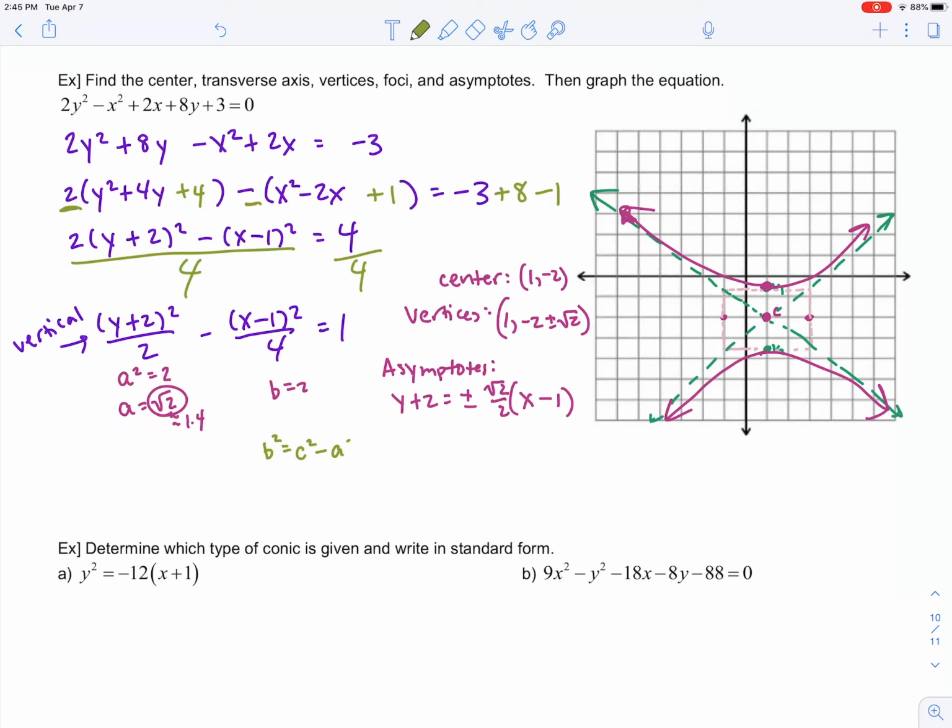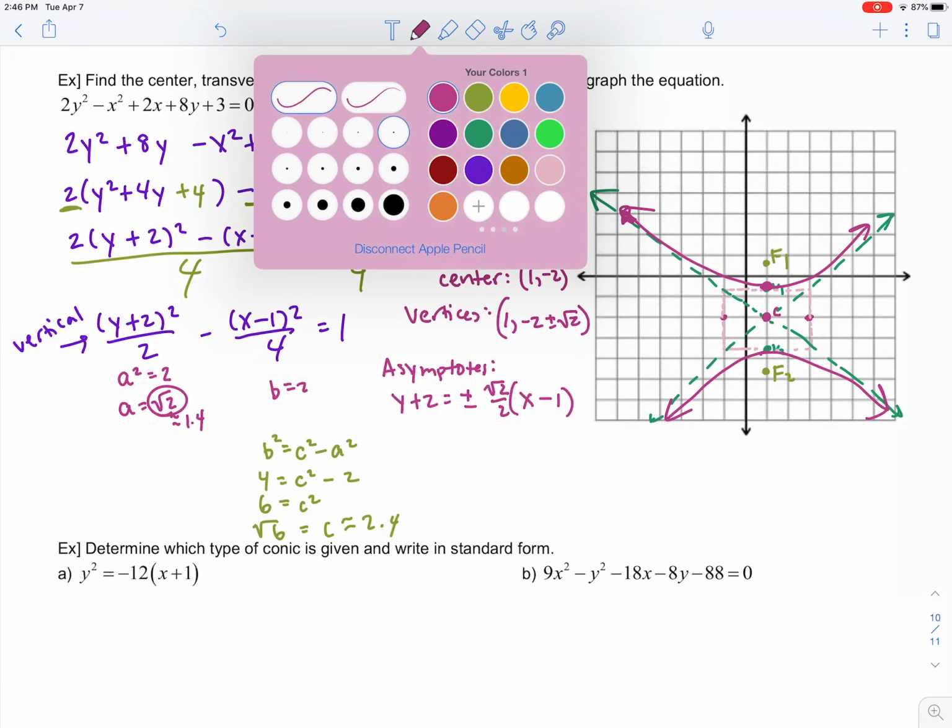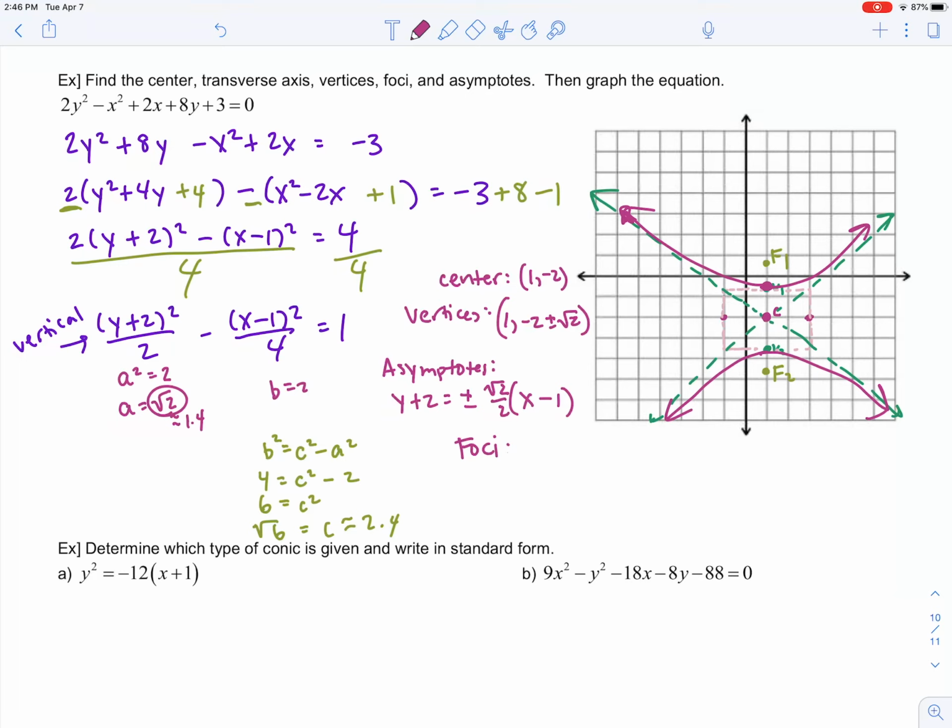So let's solve for c. So here's a relationship. B squared equals c squared minus a squared. B squared is 4. Then we have c squared we don't know. A squared is 2. So c squared equals 6. So c is the square root of 6, which is about 2.4. I can use the 2.4 to kind of draw in the foci. So one focus is up here, the other one is down here.